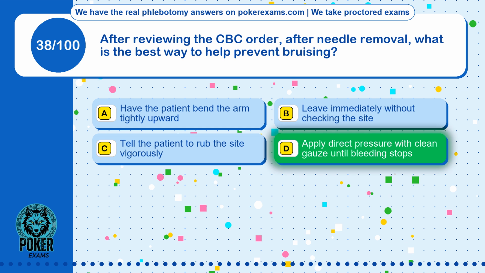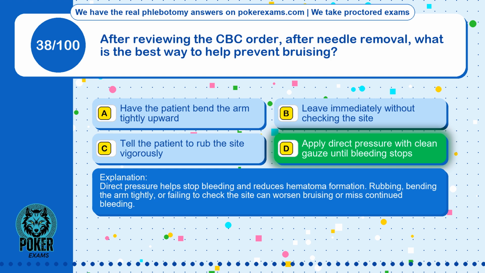The correct answer is option D. Apply direct pressure with clean gauze until bleeding stops. Direct pressure helps stop bleeding and reduces hematoma formation. Rubbing, bending the arm tightly, or failing to check the site can worsen bruising or miss continued bleeding.